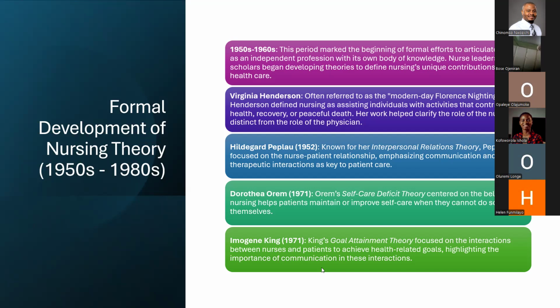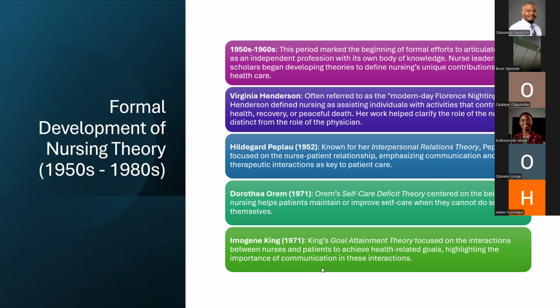So, if they are dependent, you do for them. And if they are independent, you allow them to do those things by themselves. And you always train them to become independent at all times. Now, if you look at it downwards a little bit, we'll talk about Dorothea Orem's self-care theory, which also has a little connection with Virginia Henderson's theory that talks about self-care theory.